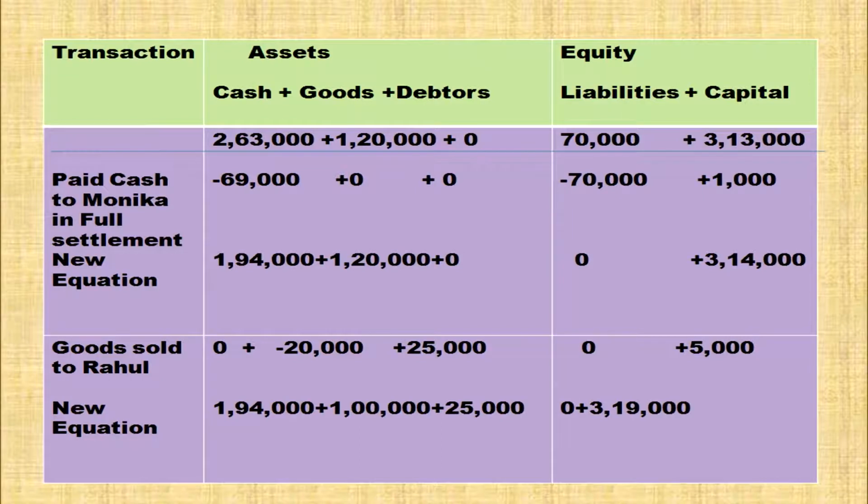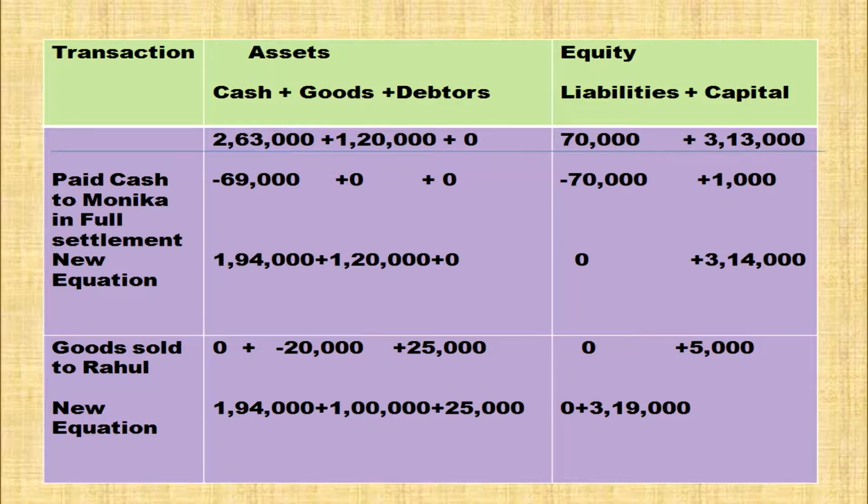So, cash is going from the business, only 69,000. In the cash column, deduct 69,000. Liability is fully settled, so minus 70,000. The whole liability will come to 0 after this because it is settled. There is a profit arising because we have not paid 1,000. So capital is increased; in the capital column, add 1,000. 70,000 minus 69,000 is 1,000. That is added to the capital.